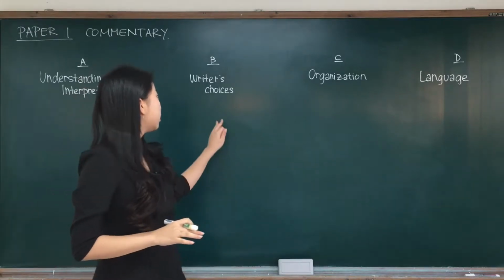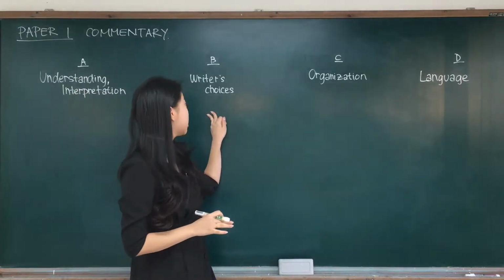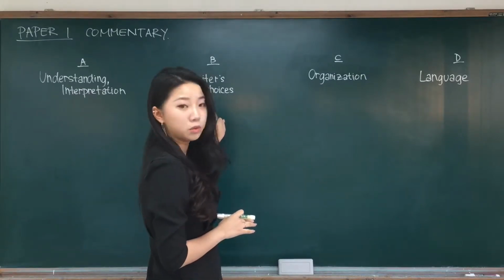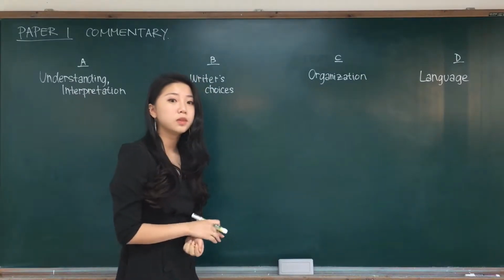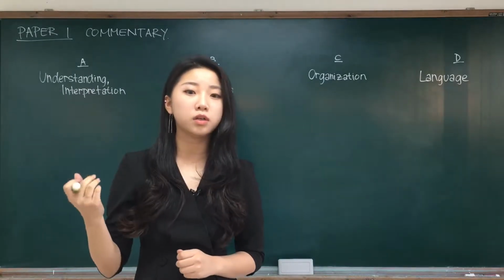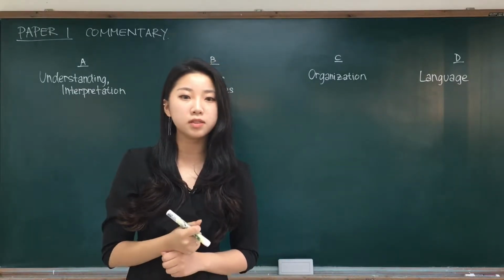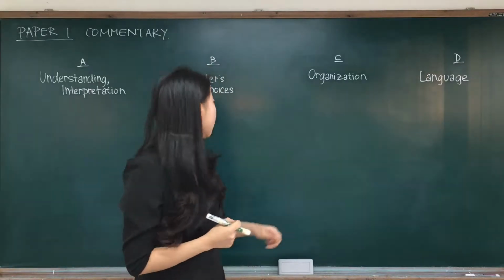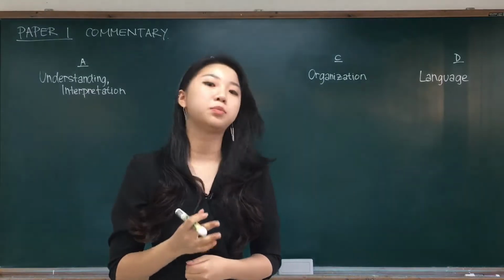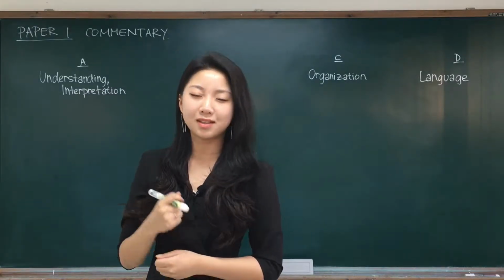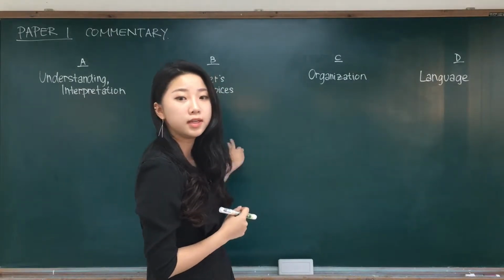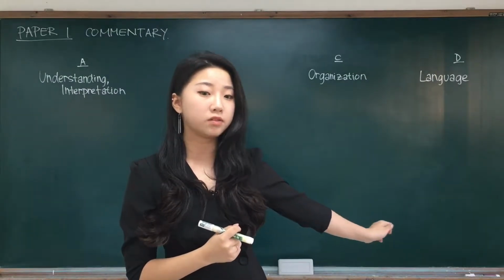Now I'll move on to Criterion B, which is the writer's choices, and by choices we mean the stylistic and linguistic choices. The examiner looks for how well you show an appreciation for the writer's choices. So you need to be aware of to what extent your ideas show an appreciation of the stylistic choices, such as language, style, tone, technique, and structure used by the writer.